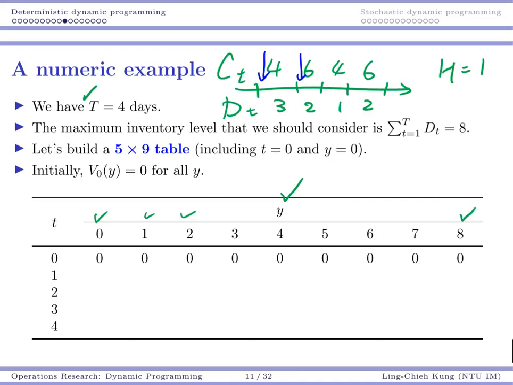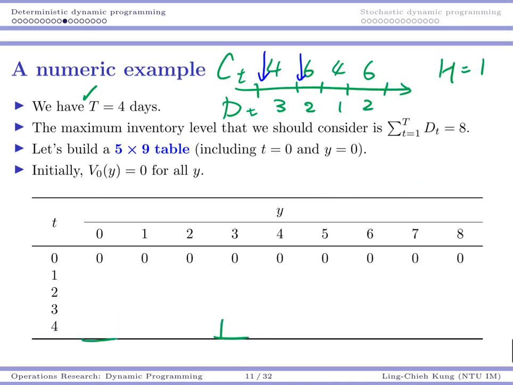If we are able to find V_t(y) for all the 45 entries in this table, then we are able to solve our problem. We're going to know that for 4 days, if initially I have 3 units, what's the amount I need to pay? I'm going to know that for 4 periods, if initially I have nothing, what's the total amount I need to pay? So that's our objective.